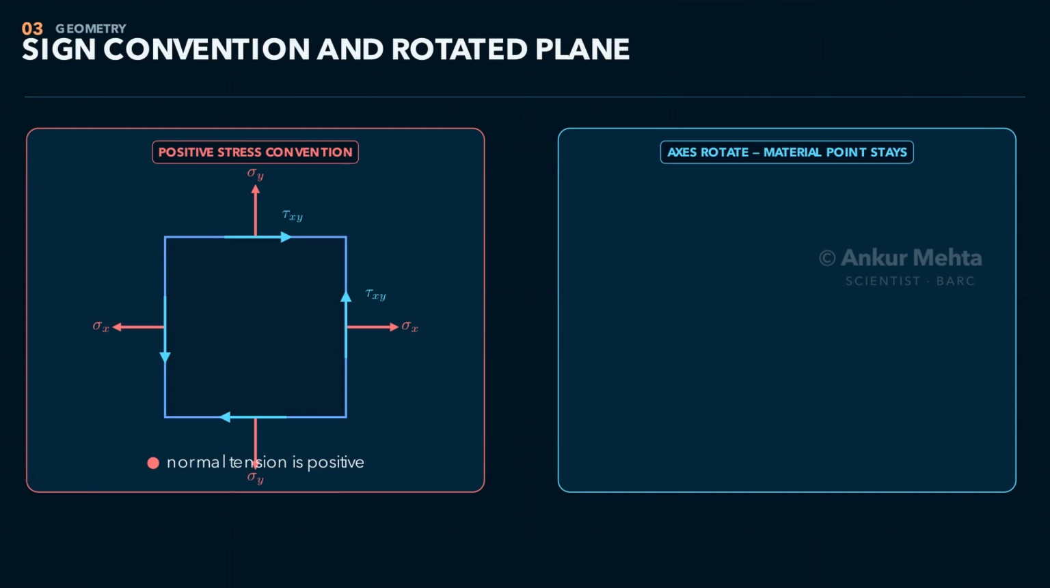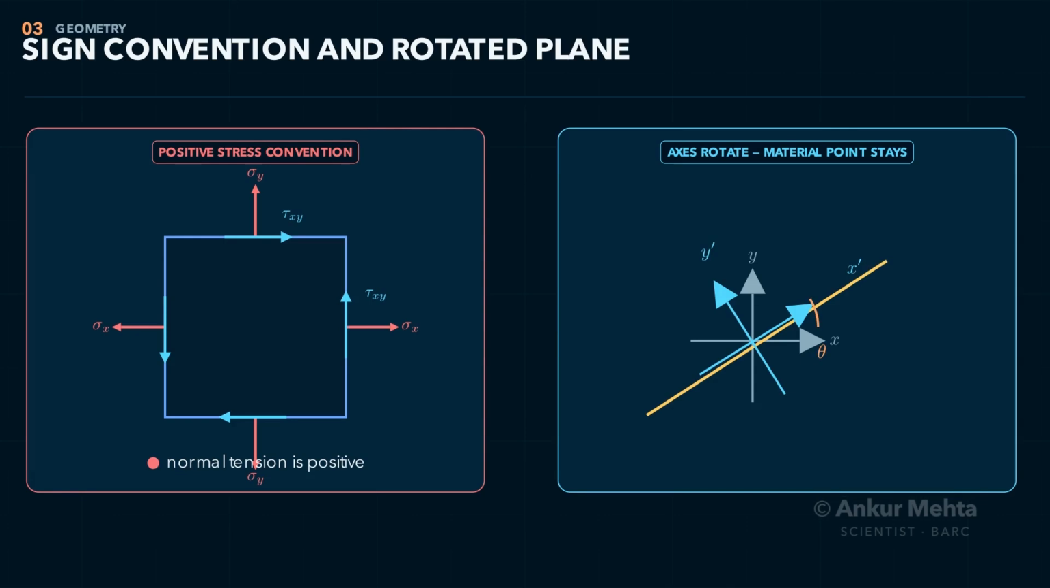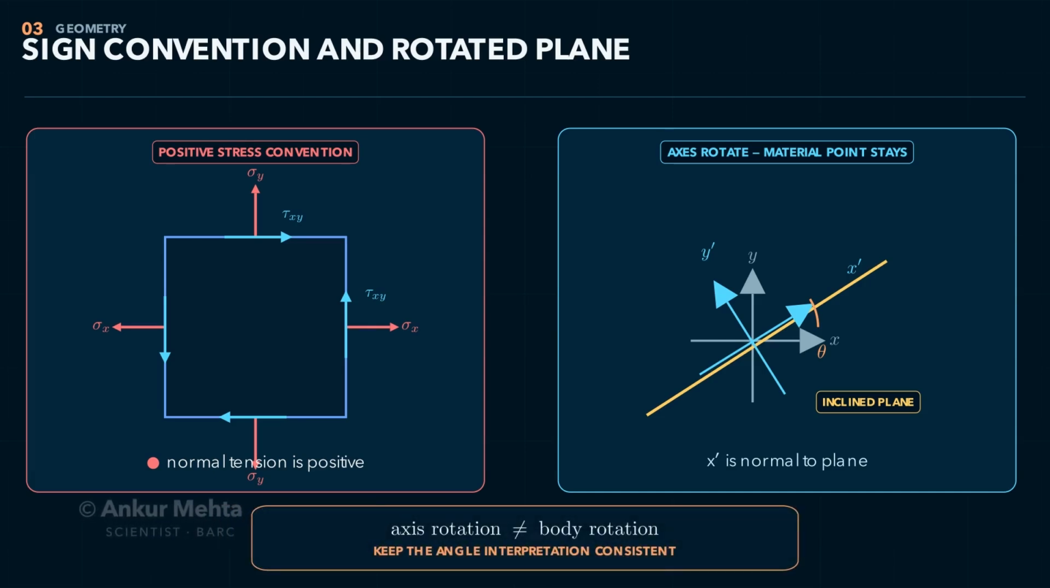We now rotate the coordinate axes counterclockwise through theta. The positive x prime axis is normal to the inclined plane, while y prime lies along that plane. This is an axis transformation at the same material point. We are not physically turning the loaded component. Reversing that interpretation reverses the angle sign, which is why formulas from different books can appear different. With our convention fixed, the following derivation and all numerical signs remain consistent.